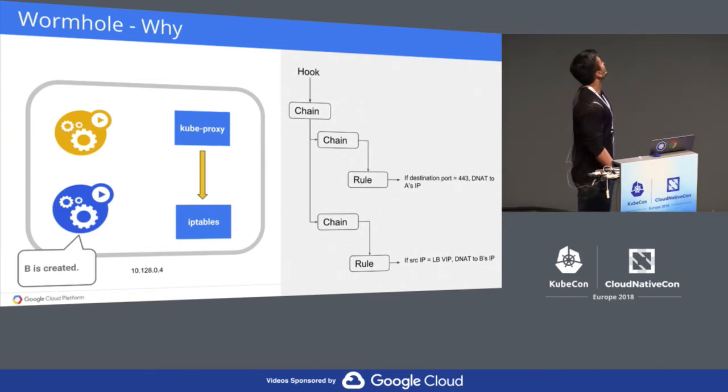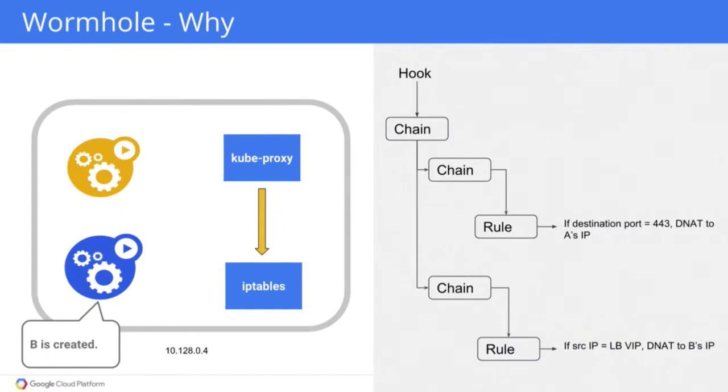Now, B is created. This is the deployment, and therefore kube-proxy programs the iptables rules. Because it's a separate exposure type, as in a service is different from a host port, we actually have to create a new chain for that. It's not on the same chain. Therefore, we have another chain here, and the rule, in a really simplistic view, says if the destination IP is a load balancer VIP, then DNAT to B's IP.